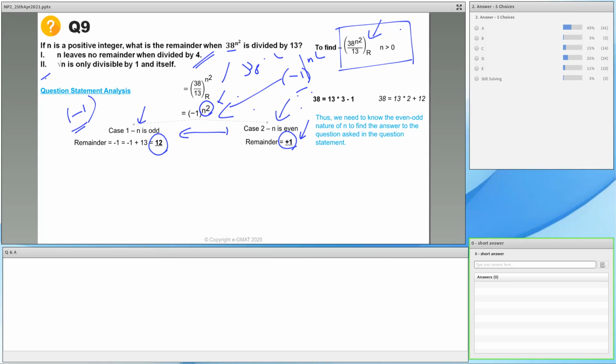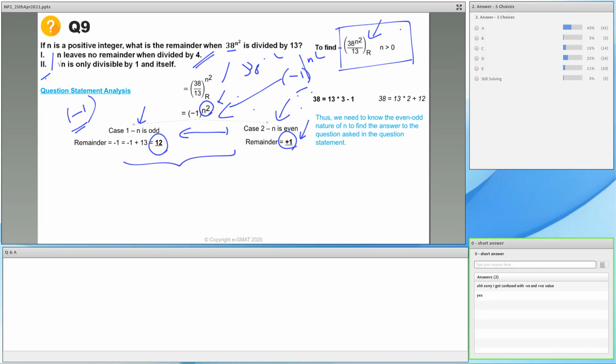So what it actually comes down to is simple odd even. What you need to figure out is, based on statements 1 and 2, is n odd or is n even? That's all you need to figure out. If you get the answer to that question, you have solved this question. That's as simple as that.